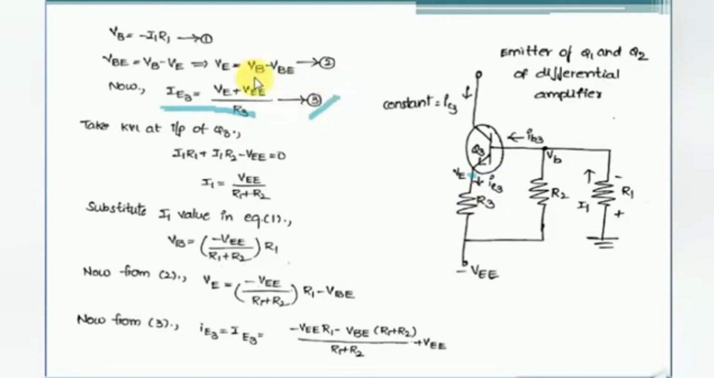Now we know the value of VB. What is the value of VB? It is minus I1 into R1. We have to find the value of I1 from this circuit. Now simply take the KVL at the input of transistor Q3. If you take the KVL at the input of transistor Q3, consider this path.